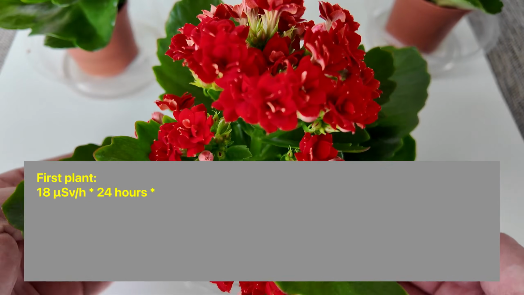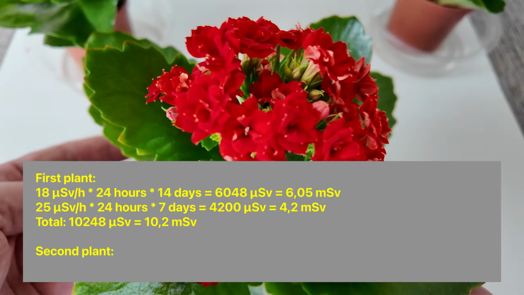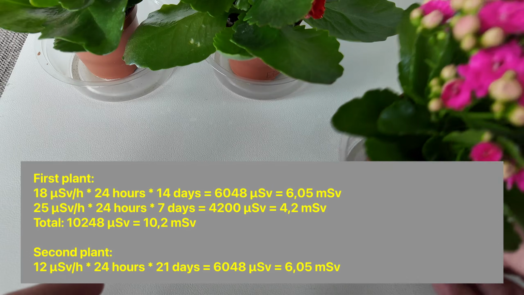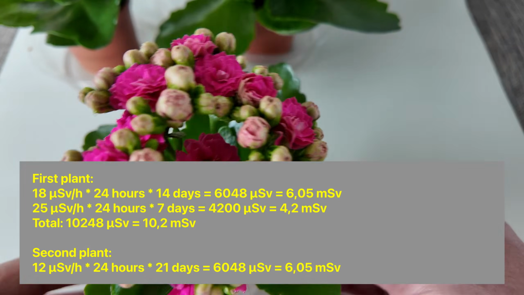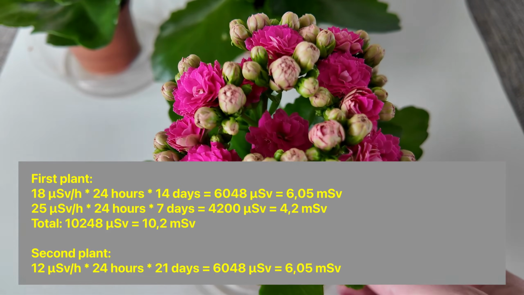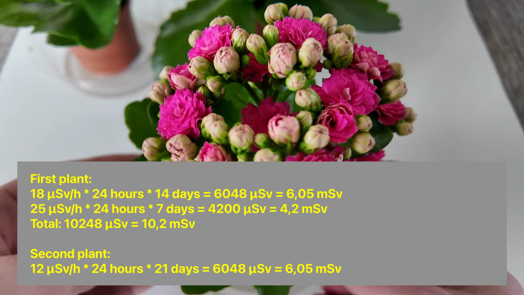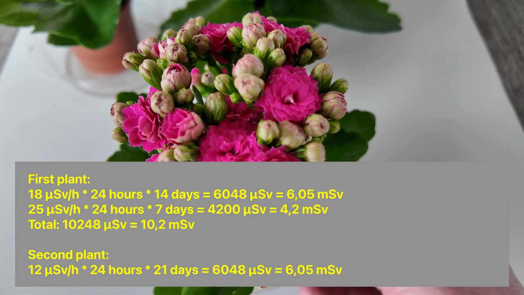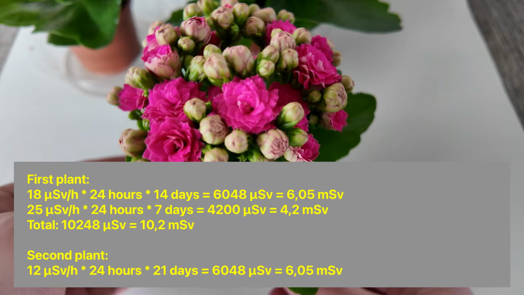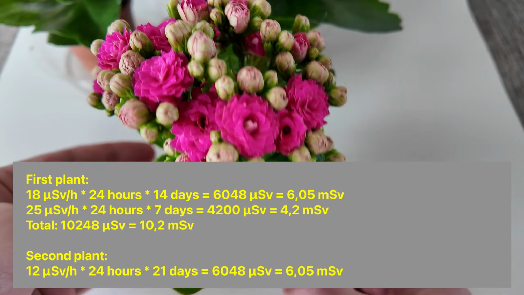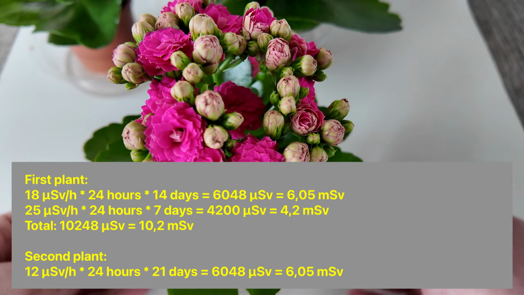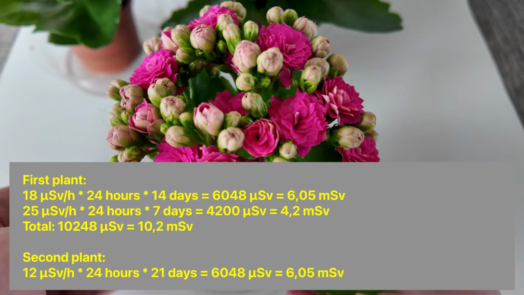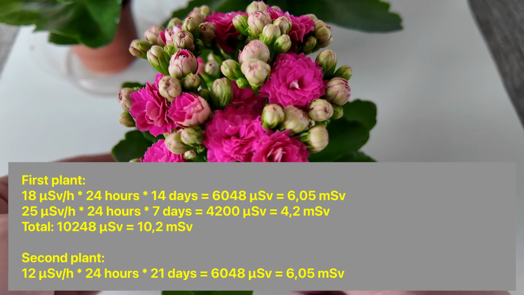You can see the dose calculation on the screen. As a reminder, the first plant was getting 18 microsieverts per hour within the first 2 weeks and about 25 microsieverts per hour in the third week, which is in total about 10,000 microsieverts or 10 millisieverts, the result you can see on the screen. The second plant was getting a dose of 12 microsieverts per hour within all 3 weeks, which is in total about 8,000 microsieverts or about 8 millisieverts.